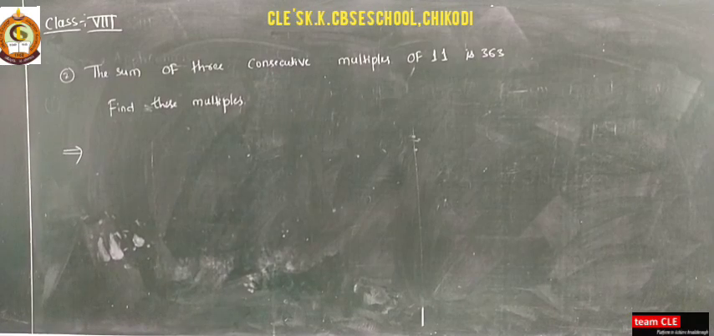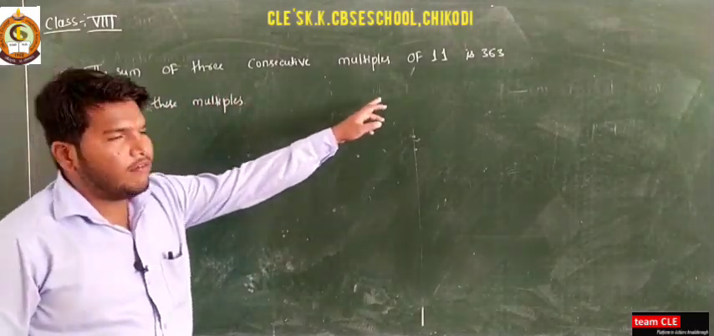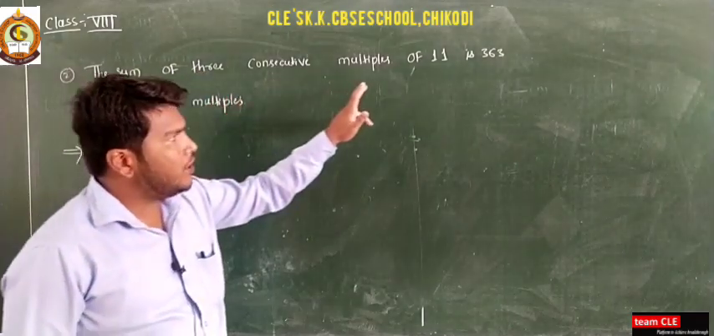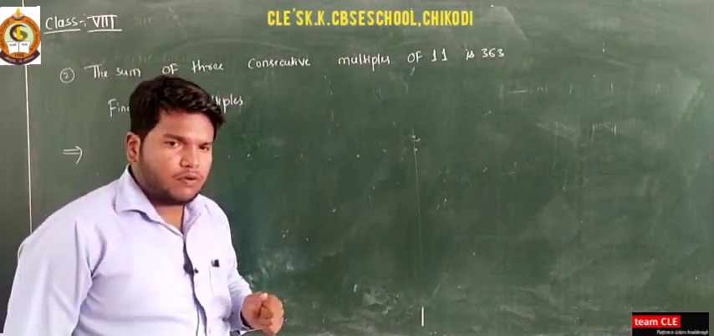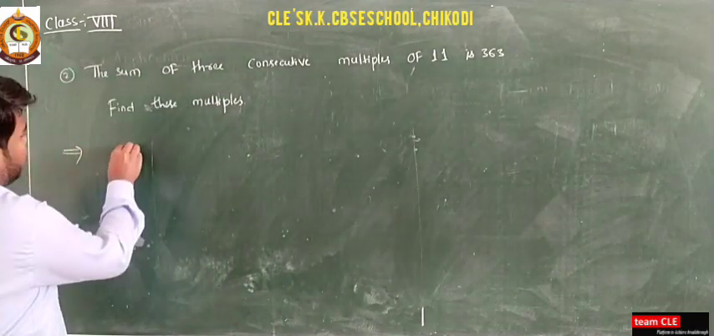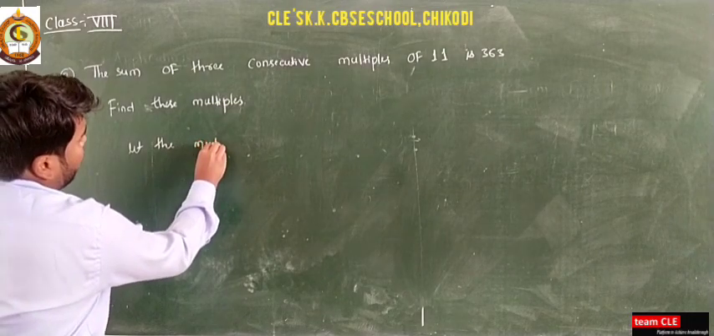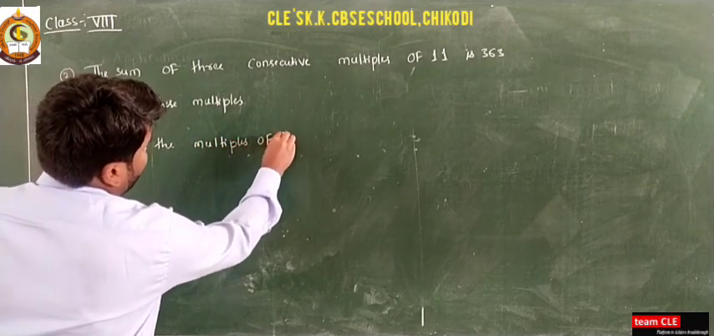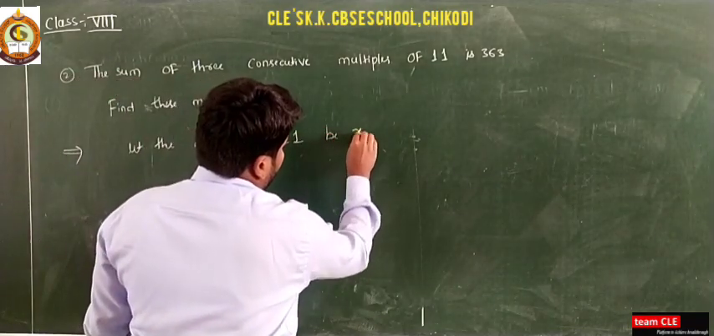Okay, dear students, one more question I am going to solve. The sum of 3 consecutive multiples of 11 is 363. Find these multiples. Okay, so let the multiples of 11 be x.